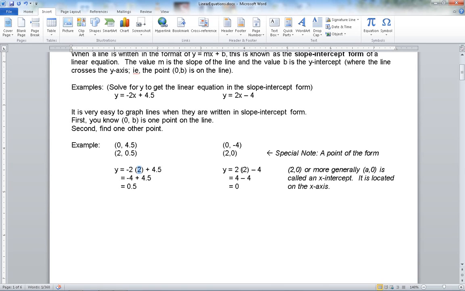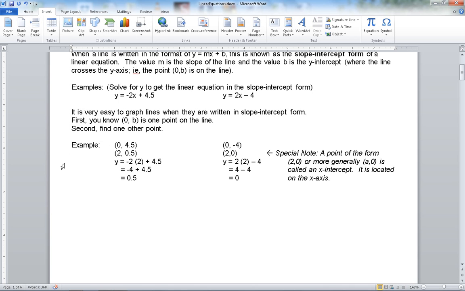In the other equation, again, we're going to plug the x equal to 2 in where the x is. So 2 times 2 is 4, and 4 minus 4 would be 0. So this gives us the point (2, 0). Now thinking about this, if x is 2 and y is 0, then the line is crossing the horizontal or the x-axis. We actually call this the x-intercept of the line.